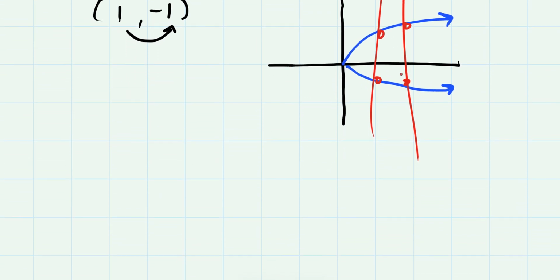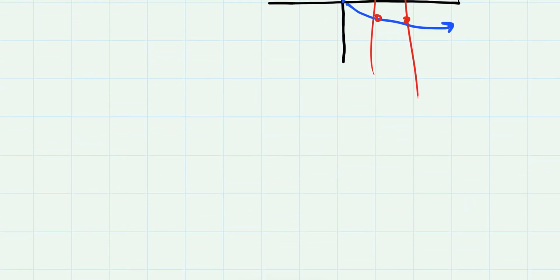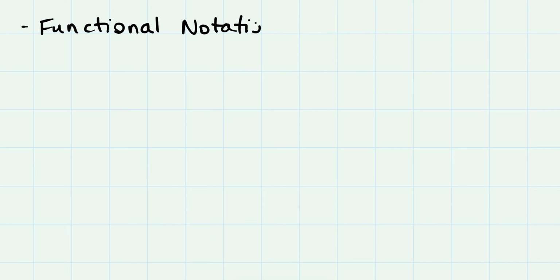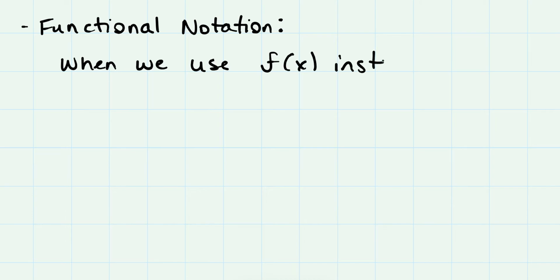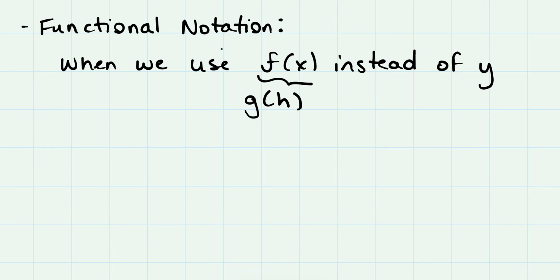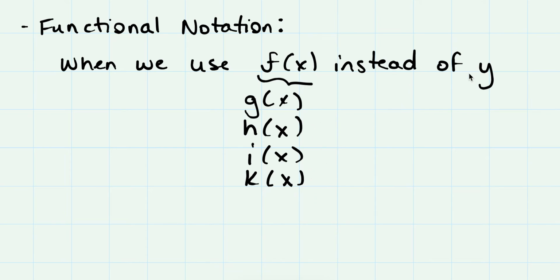All right, we're going to move on. The next thing we're going to talk about is how to evaluate functions at particular numbers. So we're going to discuss something called functional notation. And that's when we use f of x instead of y. Or you could use g of x, h of x, anything like this, i of x, k of x. You're going to have a letter, parentheses, x, parentheses. You're going to be using this kind of notation instead of the letter y.